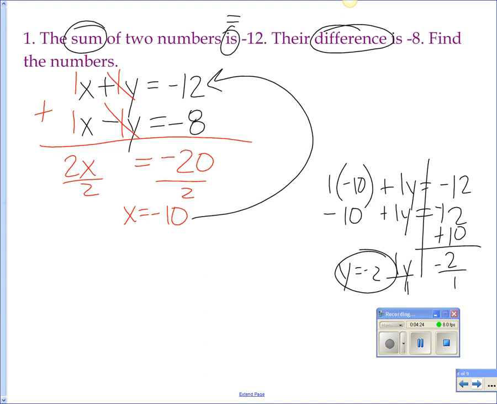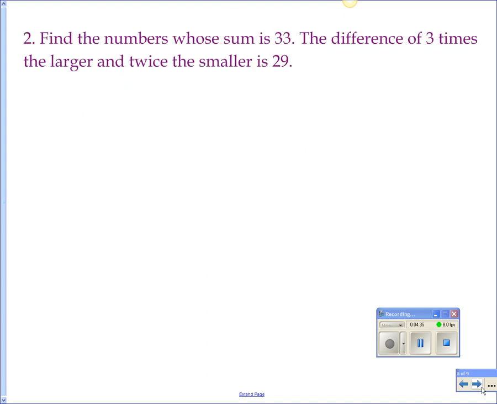Okay. Anybody have a question? You good? Okay. All right. Number 2. Daniel, read this one. Good. So I read the first sentence. Find the numbers whose sum is 33.